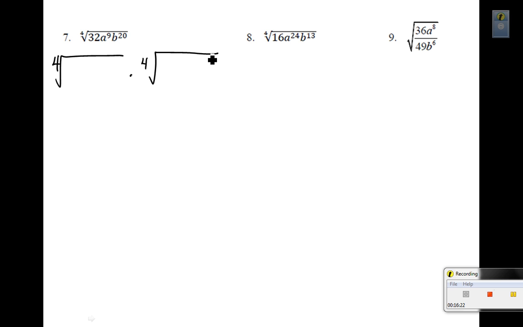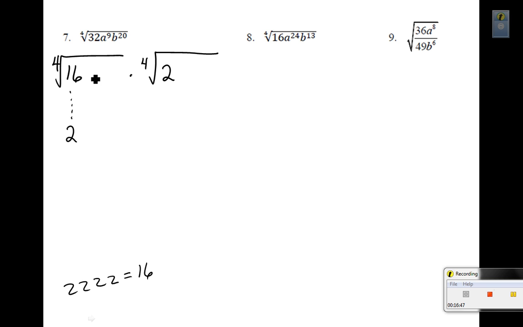So we got to find a number that you know the 4th root of. So we know the 4th root of 1 is 1. Let's pick on 2 for a second. What is 2 times 2 times 2 times 2? That is 16. So I'm going to use a 16 and a 2. Reason being, I know the 4th root of 16 is 2.